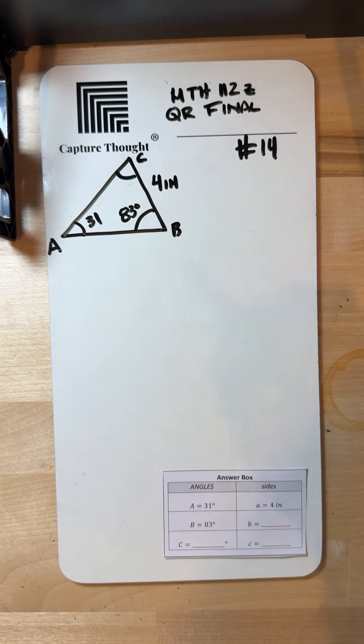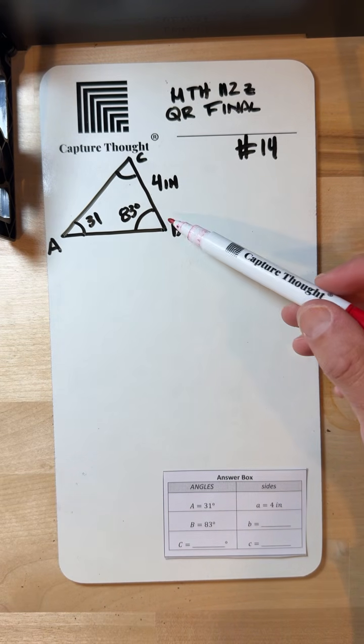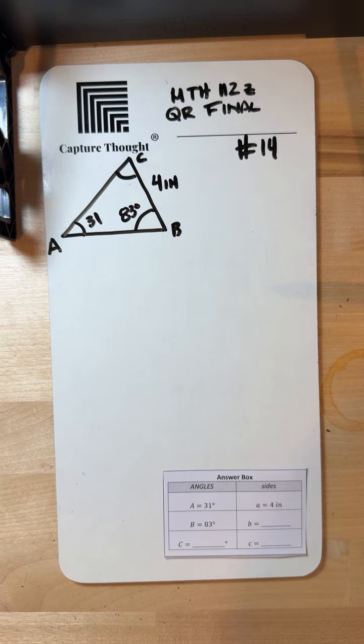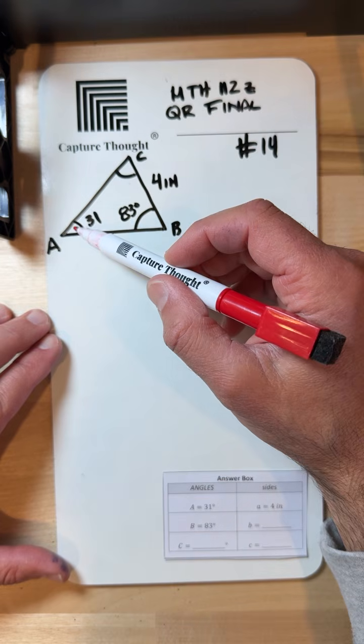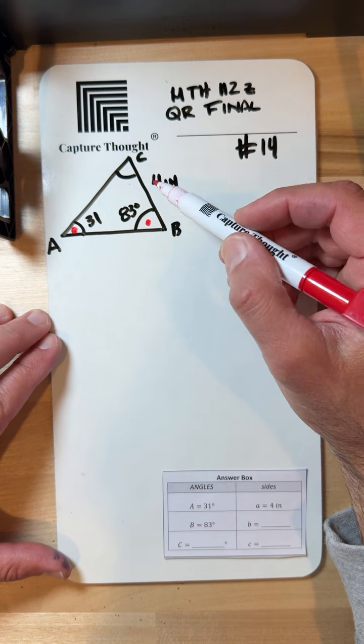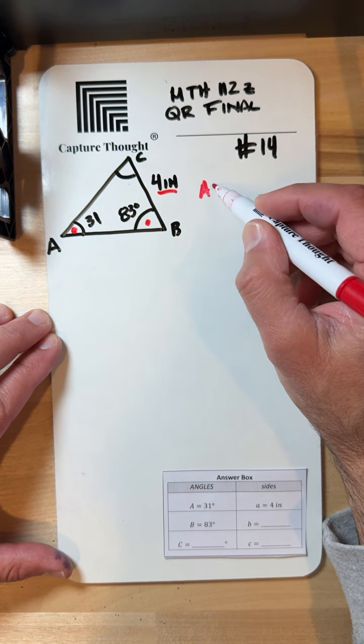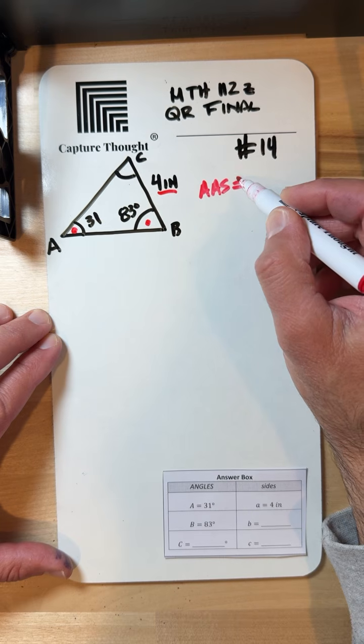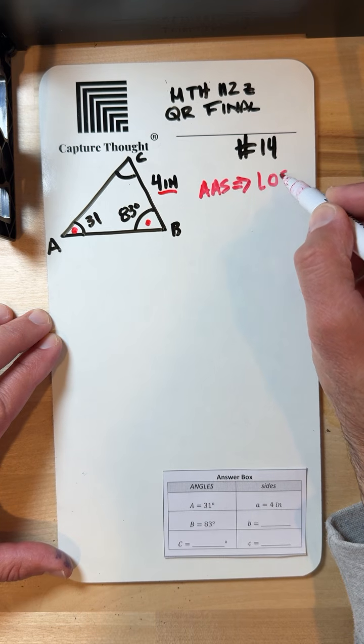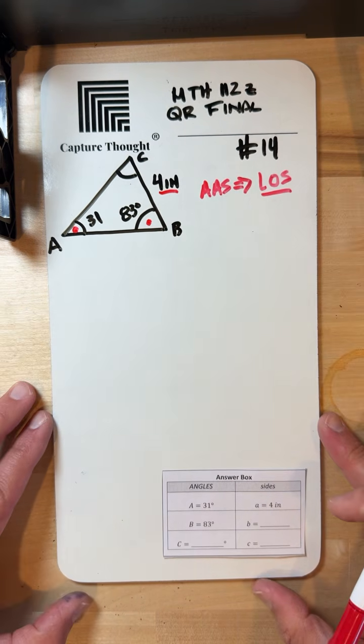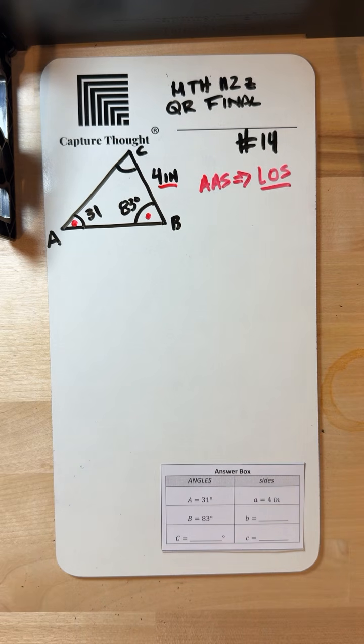Okay, number 14 gives you a triangle and says solve the triangle. So the first thing you want to do is figure out what kind of triangle you have. Notice that we have been given an angle and a side. If you have angle, angle, side, that means you have to use the law of sines to start. So that's your first move, figuring out which method, either law of sines or law of cosines, you're going to have.